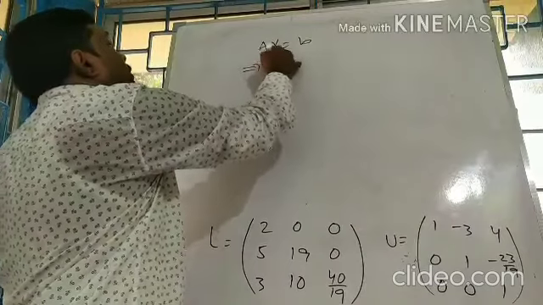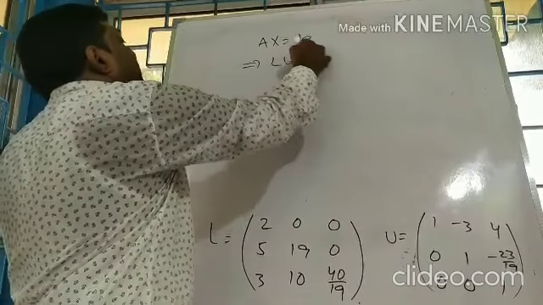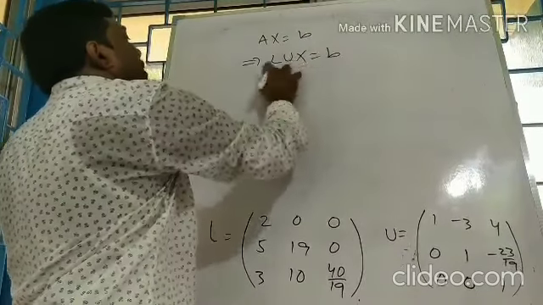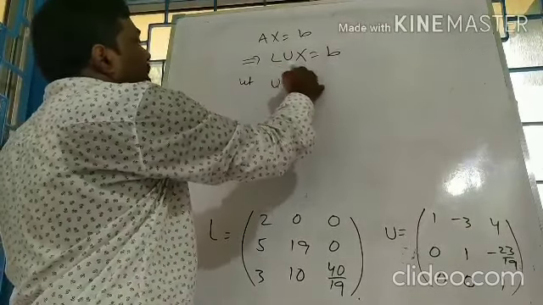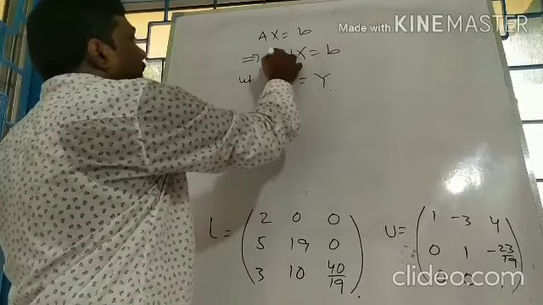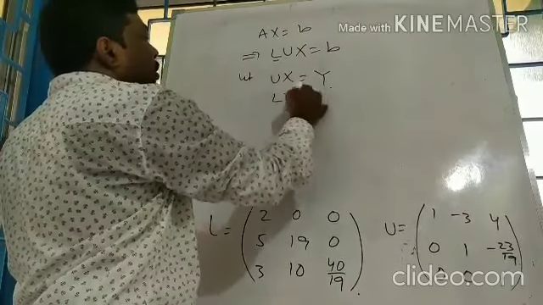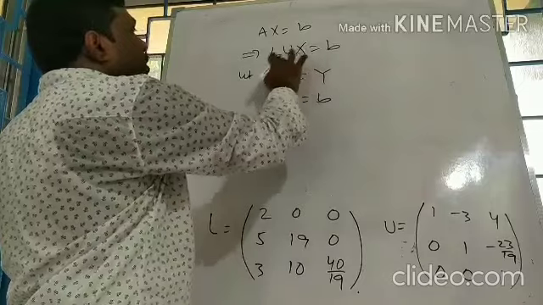Now we decompose the matrix A into the product of two matrices L and U. L is a lower triangular matrix, U is an upper triangular matrix. Let Ux equal Y, then Ly equals B.